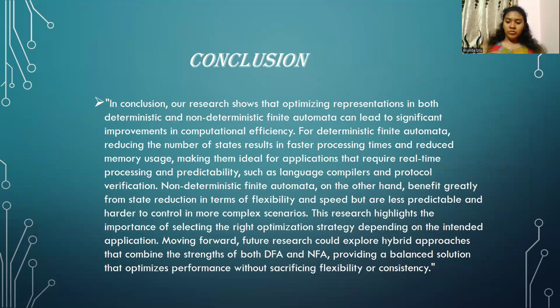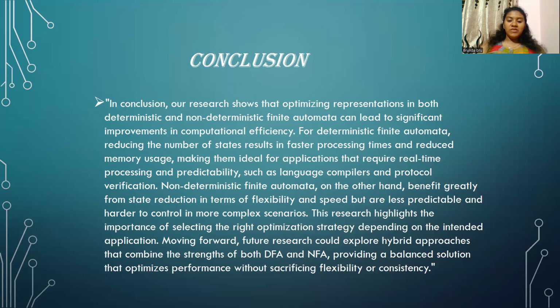So here is the conclusion. In conclusion, our research shows that optimizing representation in both deterministic and non-deterministic finite automata can lead to significant improvements in the computational efficiency. For the deterministic finite automata, reducing the number of states results in faster processing time and reduced memory usage, making them ideal for applications that require real-time processing and predictability, such as language compilers and protocol verification.